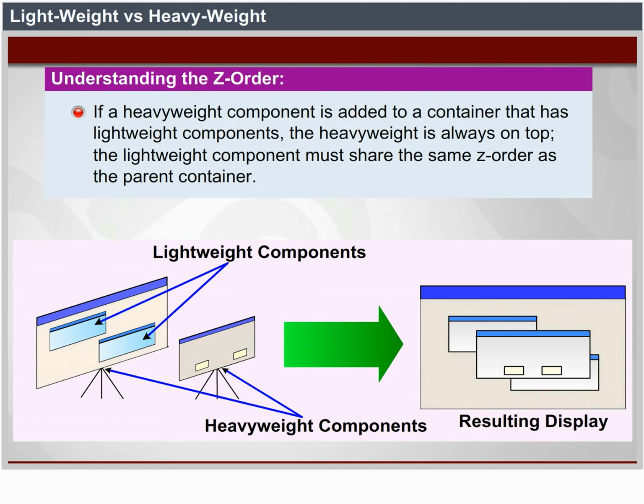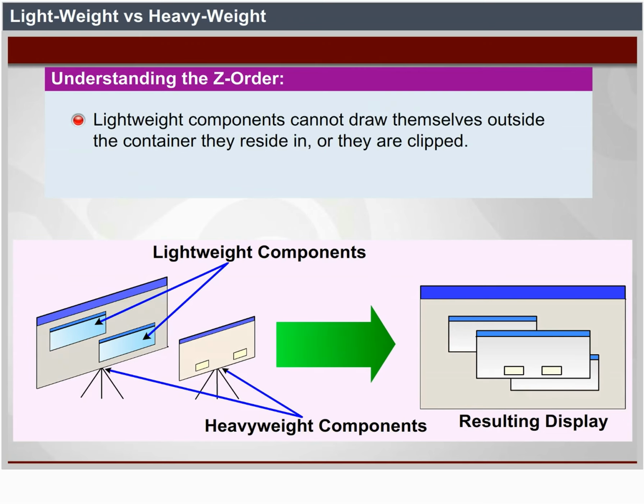If a heavyweight component is added to a container that has lightweight components, the heavyweight is always on top. The lightweight component must share the same Z order as the parent container. Lightweight components cannot draw themselves outside the container. They reside in it, or they are clipped.